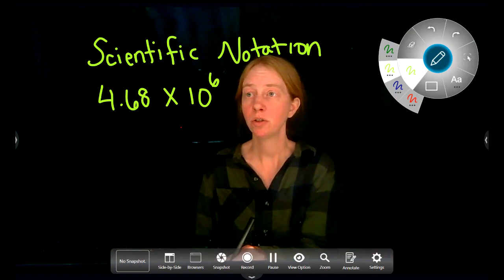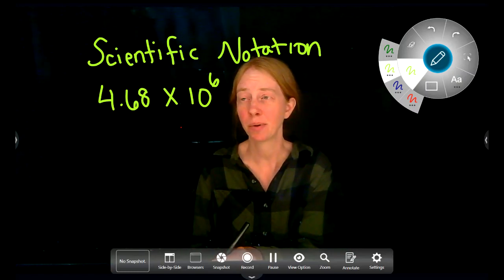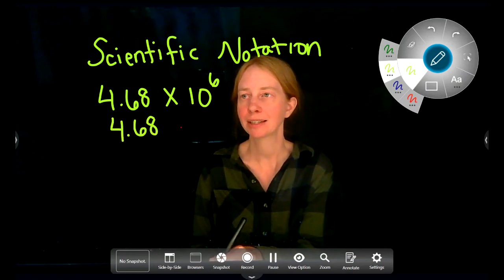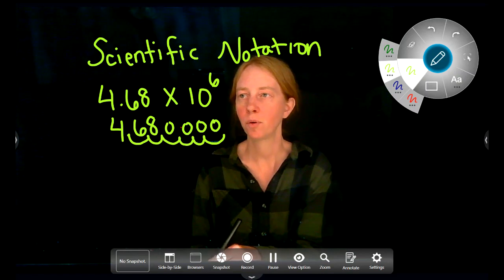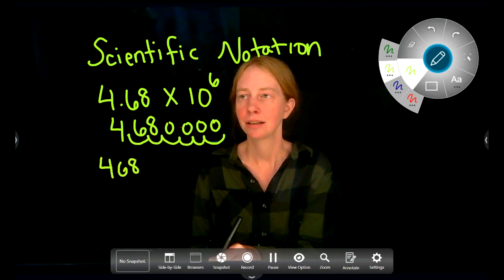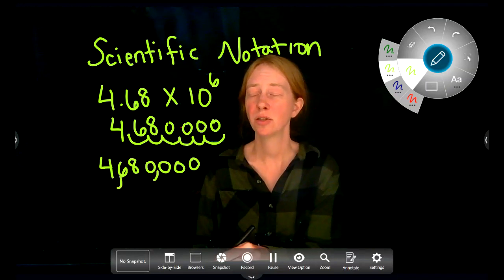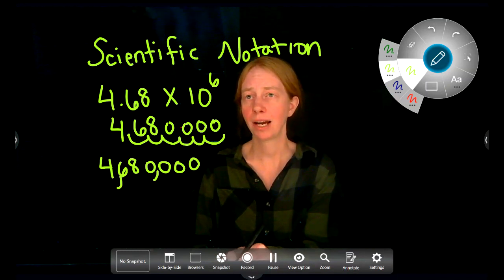So what we do when we have this 10 to the 6th, if we wanted to convert this to a regular number that we know what to do with, we would take this 4.68 and we're going to hop 6 times with our decimal. So 1, 2, 3, 4, 5, 6, and I'm going to put all these zeros in here. I ended up with 4 zeros: 4, 6, 8, 0, 0, 0, 0. And so I'm going to use my comma rules. Every 3, I have a comma. So this is 4,680,000. And it's way easier to write it like this.